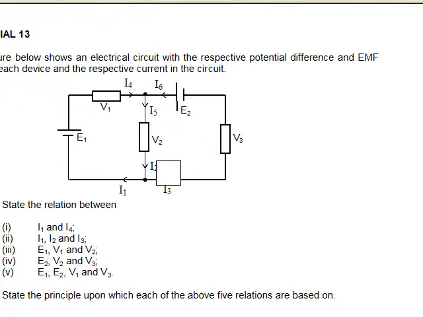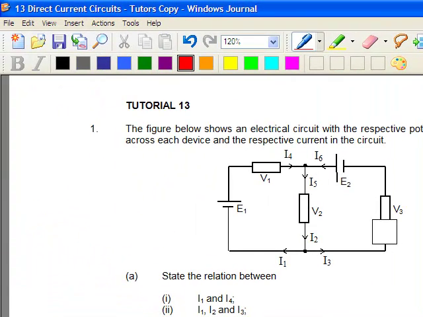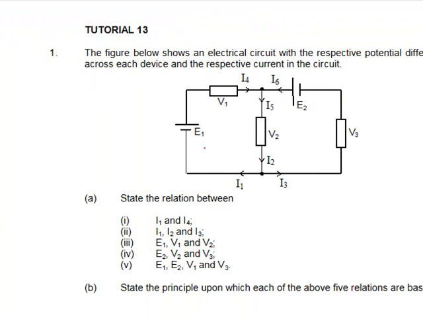Let's look at the last one. E1, E2, V1, and V3. It's like they're spread very far apart. But actually, there's one more loop we haven't taken: the big one, ignoring the central rectangle. So we're ignoring V2, because it's not part of the loop. Okay, so what's your answer?